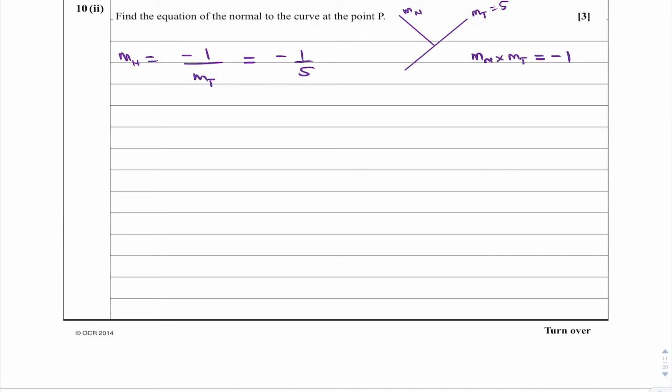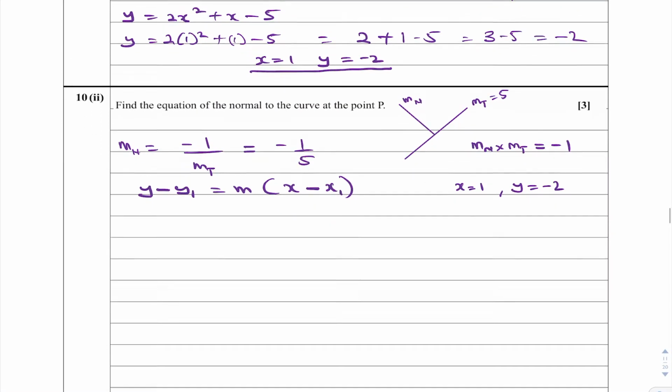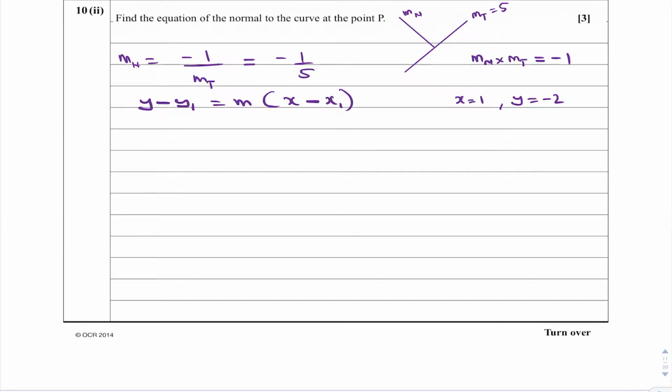At the coordinates, we know the coordinate where this happened. So what we now need to do is to find the equation for that. y minus y1 equals m into bracket x minus x1. So that's what we use. At what point? The point when x equals 1 and y equals minus 2. So that was the point we found earlier. So that point is here, 1, minus 2.